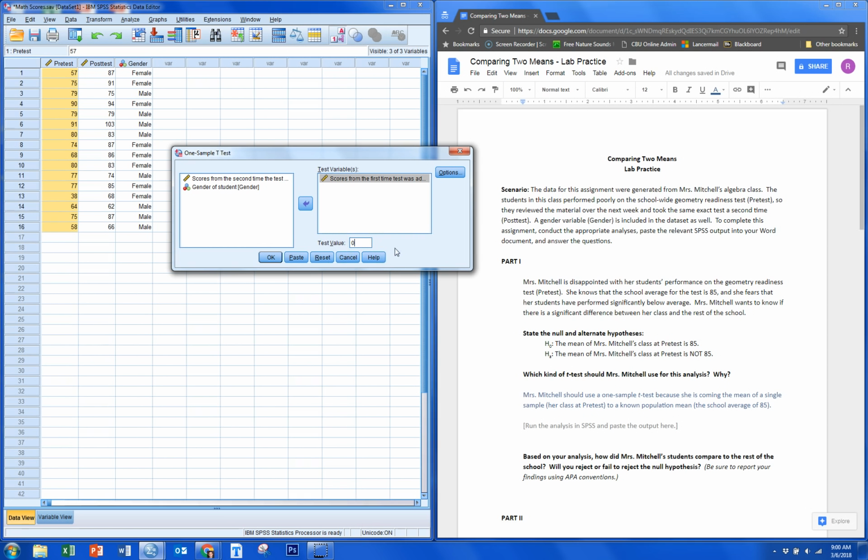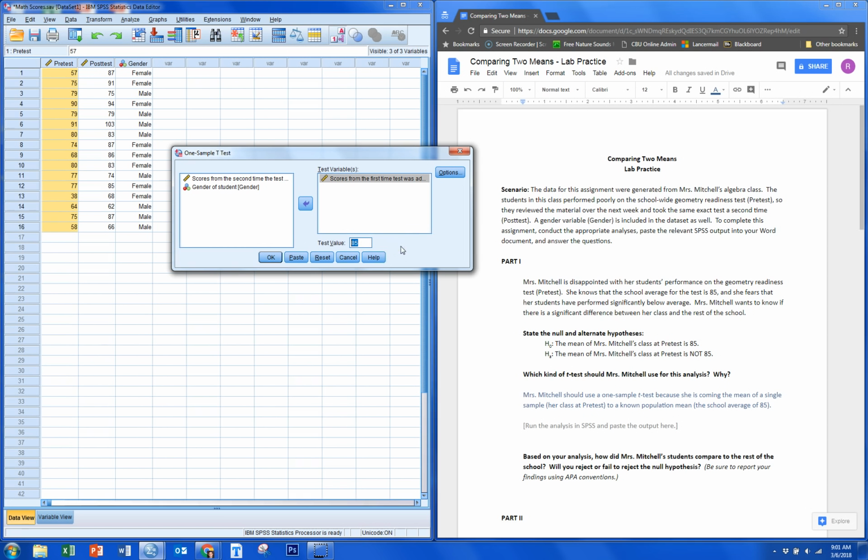They leave this at 0, which is the default, and when they do that, they end up comparing the sample mean to 0. If you were to do that, you would find very strongly significant results, because the sample mean is way different from 0. Right? This isn't anywhere close to 0. So you're going to come out with very highly significant results and report that, but that's going to be misleading because the population mean is not 0, it's 85. So you have to put 85 into this box, into the test value.